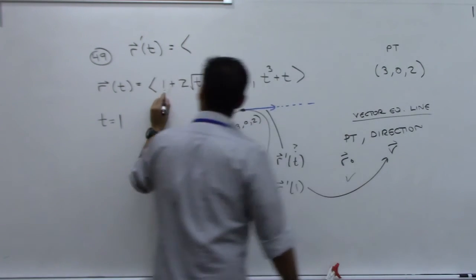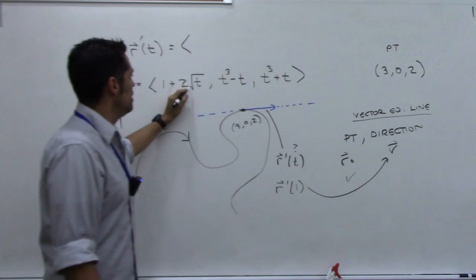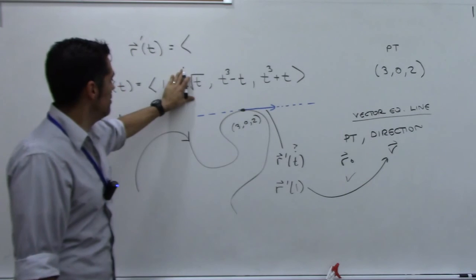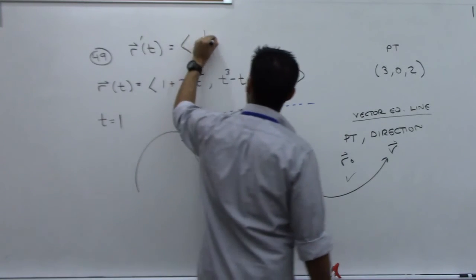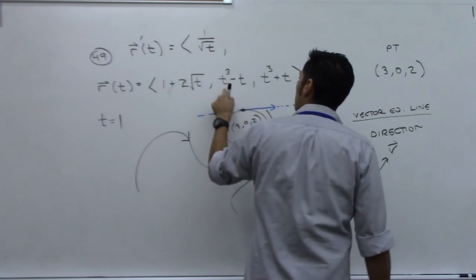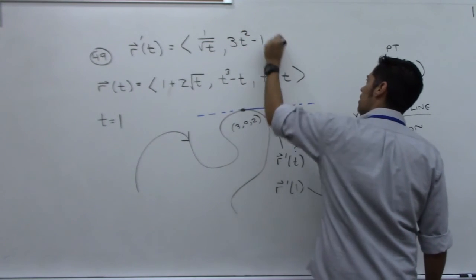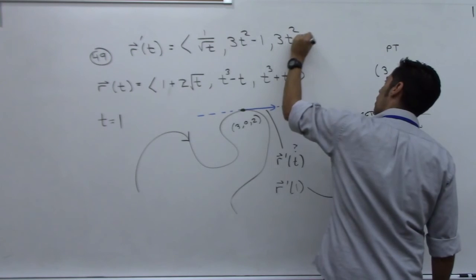is, let's see, derivative of 1 is 0. Derivative of this, cover the 2. So the derivative of square root t is 1 over 2 root t, then times 2. So this is 1 over root t. And then the derivative of this is 3t squared minus 1. Derivative of this is 3t squared plus 1.